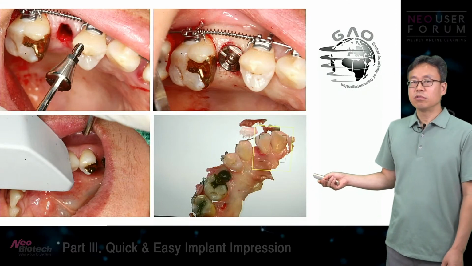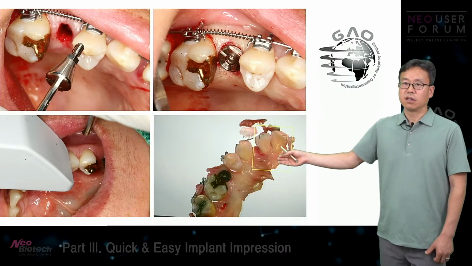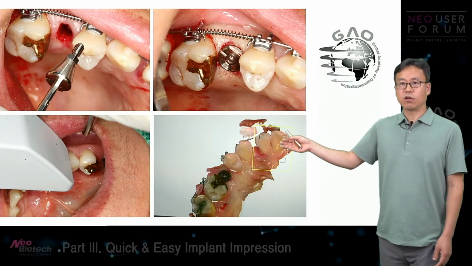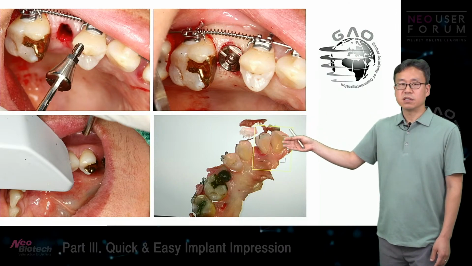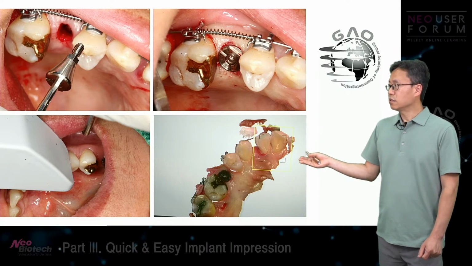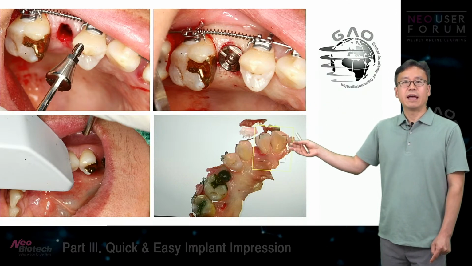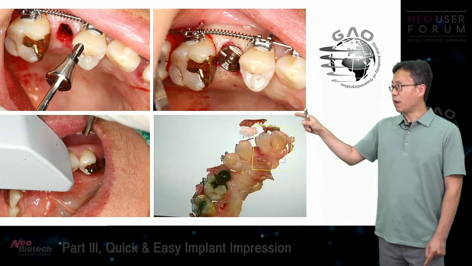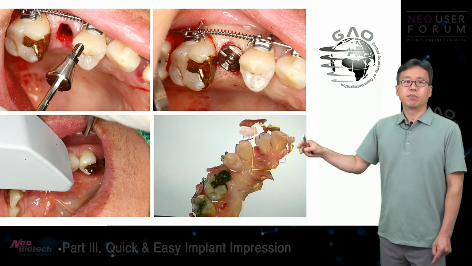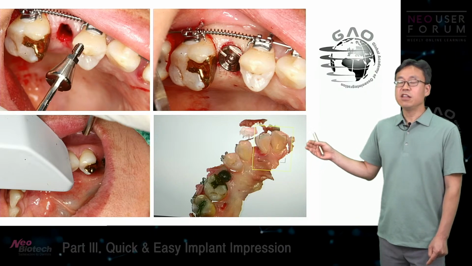And also, in a case like this, if the patient is going through orthodontic treatment and you're trying to take an impression for an implant, a lot of times you need to remove the orthodontic wire and block out around the brackets and all. But with intraoral scanning, you don't need any of these.